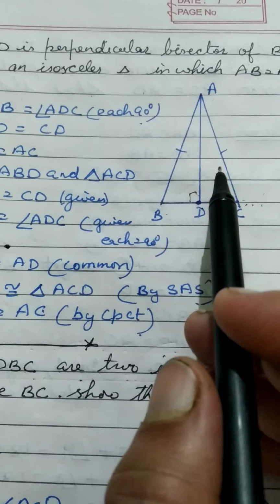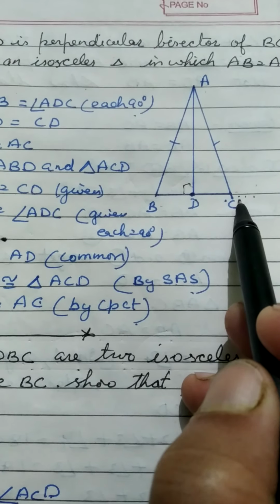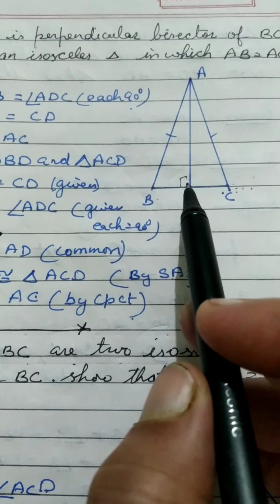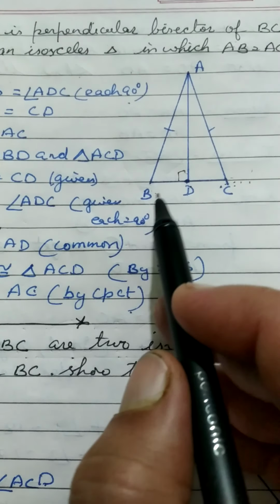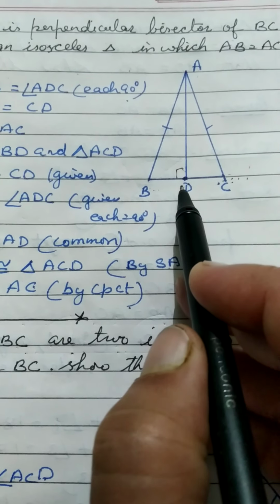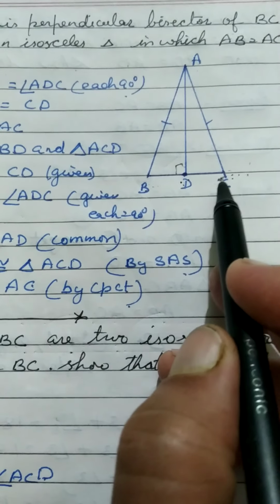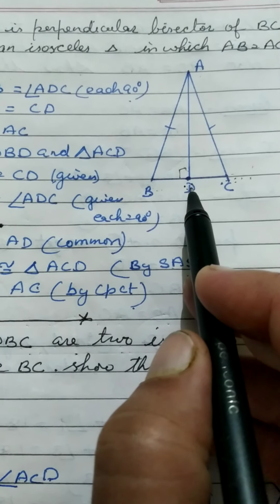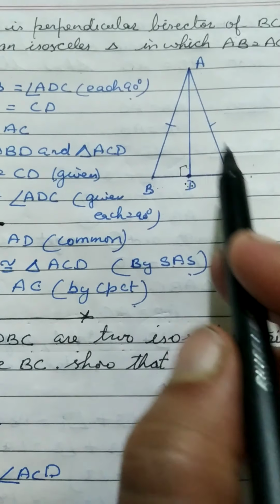Now in this, given is that AD is the perpendicular bisector of BC. It means AD is perpendicular to BC. This is the one thing that is given. And it is given BD is equal to CD. Bisector means dividing in two equal parts. Now we are to prove in this that AB is equal to AC.